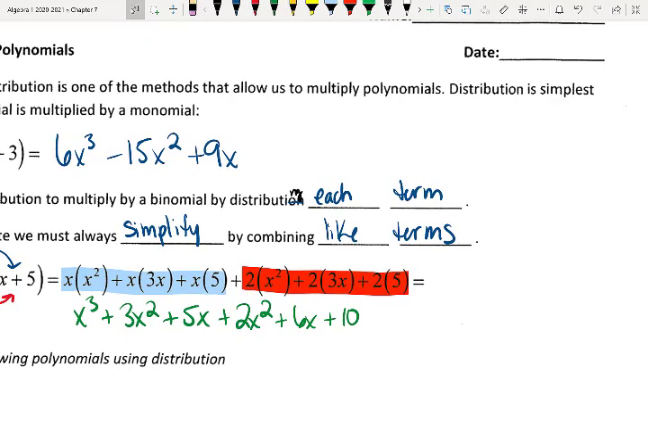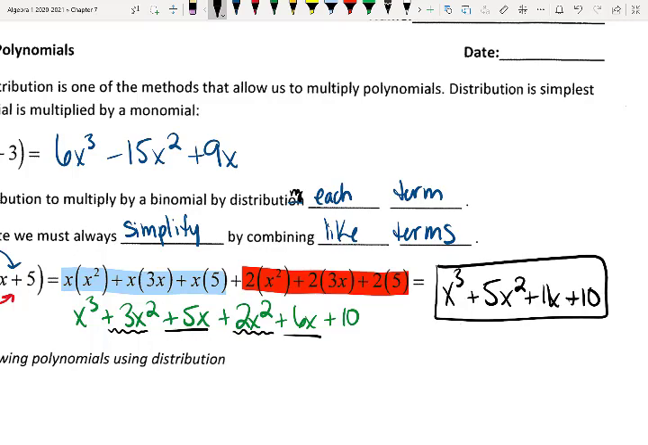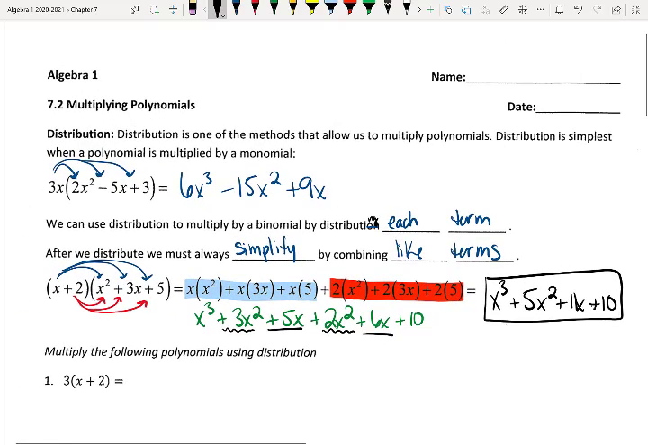And then from there, I would collect up my like terms. So I'm going to do that just in black. So x squared with x squared, x with x, and then our first and last terms there don't have anything in common. So in total, we have x cubed plus 5x squared plus 11x plus 10. And that would be my final simplification for multiplying those two together.